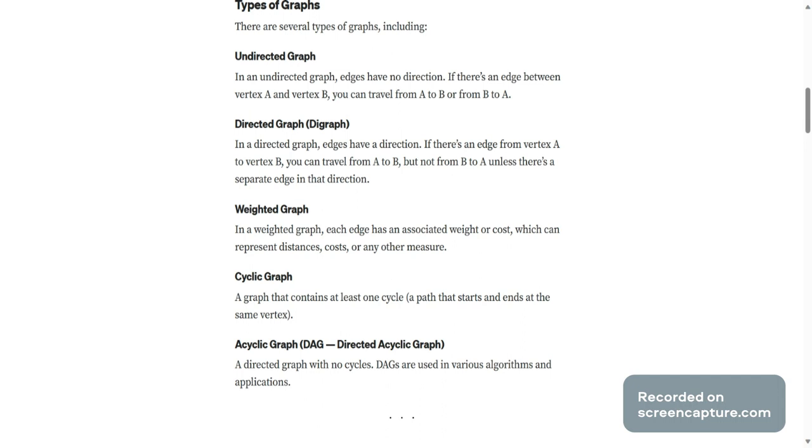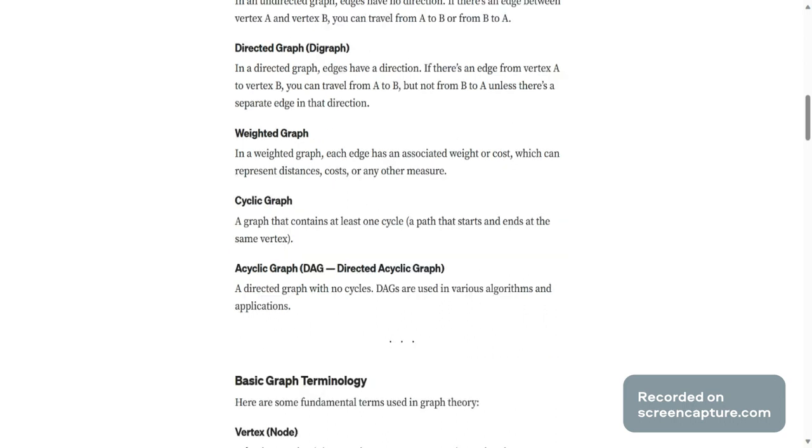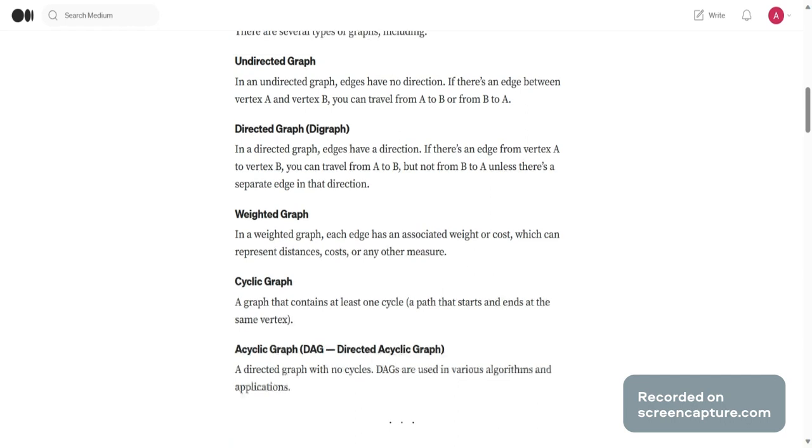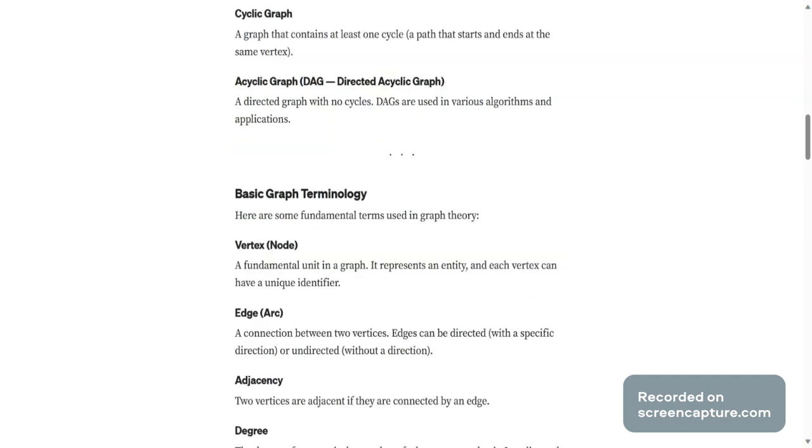Weighted graph. In a weighted graph, each edge has an associated weight or cost which can represent distances, costs, or any other measure. Cyclic graph. A cyclic graph contains at least one cycle, a path that starts and ends at the same vertex. Acyclic graph, a directed graph with no cycles. DAGs are used in various algorithms and applications.